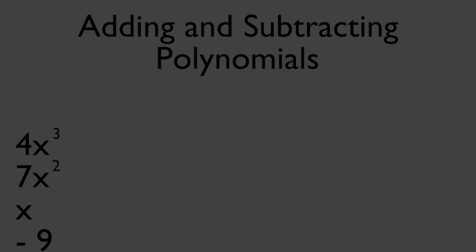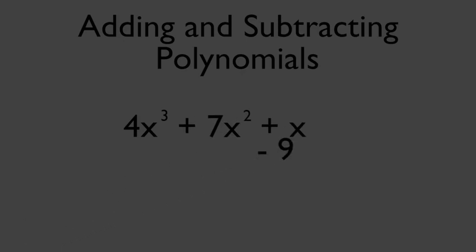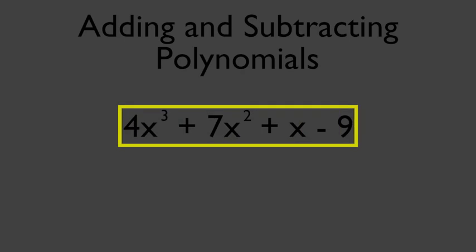We'll go ahead and take each of these terms that we have and make a single expression for them. So we'll take the 4x cubed plus 7x squared plus x minus 9. And since all of these terms have different powers, this is a fully simplified expression.